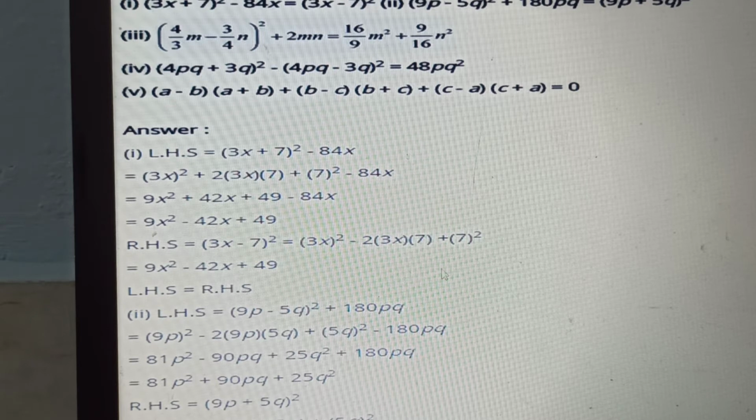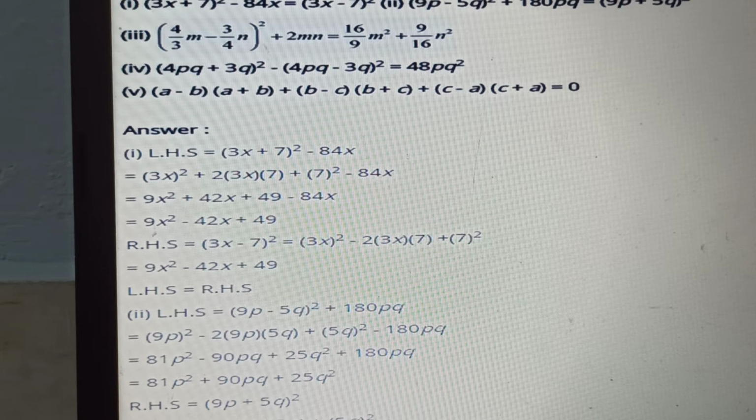And the right hand side is also (a − b)², so you get the formula like this. Left hand side is equal to right hand side, so you have just proved that the equation is right.